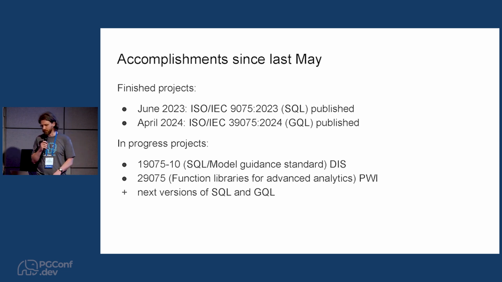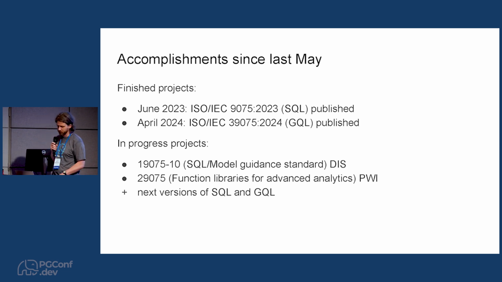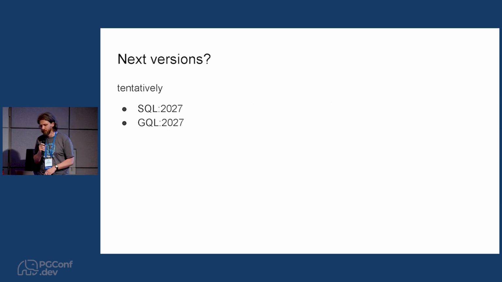Don't want to go into all the details, but the work on the new versions of SQL and GQL has already started. Tentatively, it was decided that we're going to aim for new versions at the end of 2027. Obviously, that can change, but it's maybe a useful thing to keep in mind.